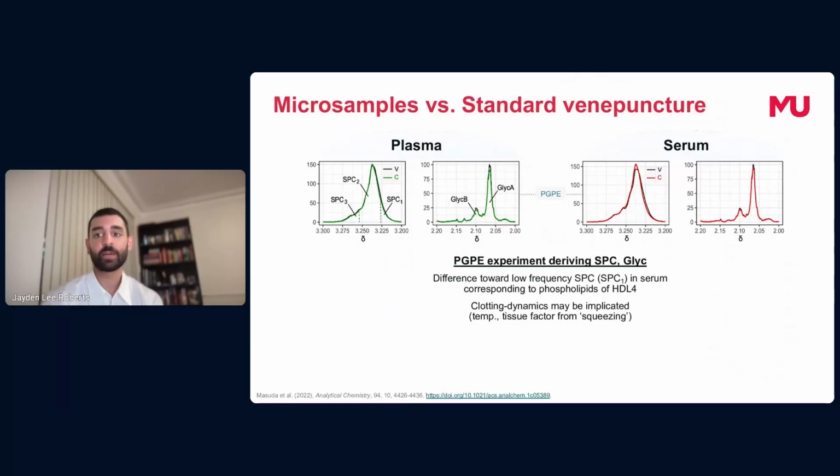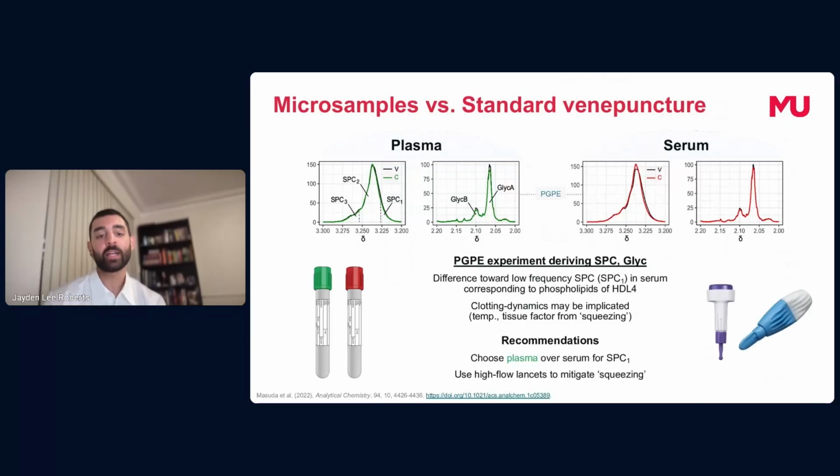Therefore, some recommendations that were highlighted as part of this research were, if you are going to be looking at the supramolecular phospholipid composites and the GLIC composites, selection of plasma tubes would be better over serum ones, so either heparinized plasma, and also the use of high-flow lancets compared to your traditional lancets. So the high-flow lancets, like the BD lancet in blue that I have there, allow for collection of blood at a much nicer flow rate without the need to add additional pressure for collection of a blood sample, and will mitigate that in a patient collection setting as well.